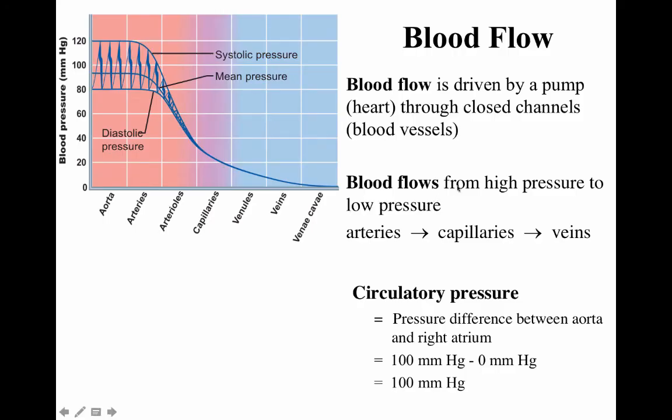When we look at blood flow then, we're interested in seeing that blood flow is driven by the heart pump through closed channels or blood vessels, and blood flows from high pressure to low pressure. So we see a movement from arteries to capillaries and back through veins. That's what this chart is showing, that if we start at the aorta, we see a really wide diameter vessel that has a very high blood pressure. It also has a rebound within its structure.